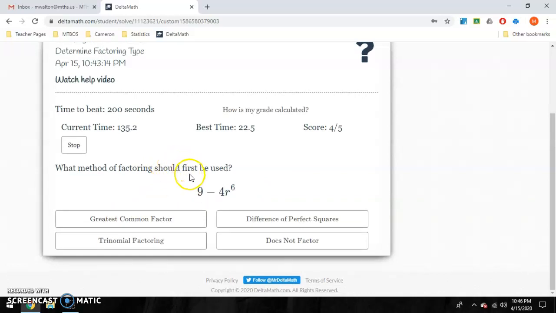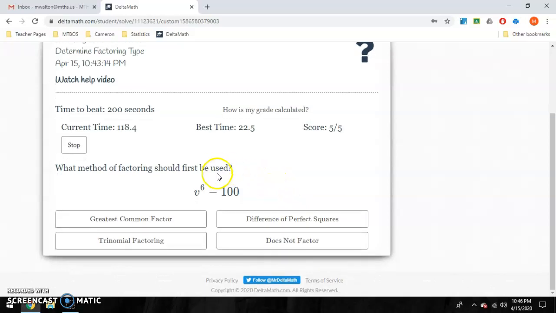All right, here we go. We have 9 minus 4r to the 6th power. Well, let's look for a greatest common factor here. This is divisible by 9 and 3. This one's only divisible by 2's and r's. We don't have a common factor. All right, difference of perfect squares. Let's look here. Well, hey, I'm seeing something. 9 could break up into 3 times 3. We have a minus, so we'll have one plus, one minus. 4 breaks up into 2 and 2. And finally, r to the 6th power breaks up into r cubed and r cubed. This is the difference of squares.